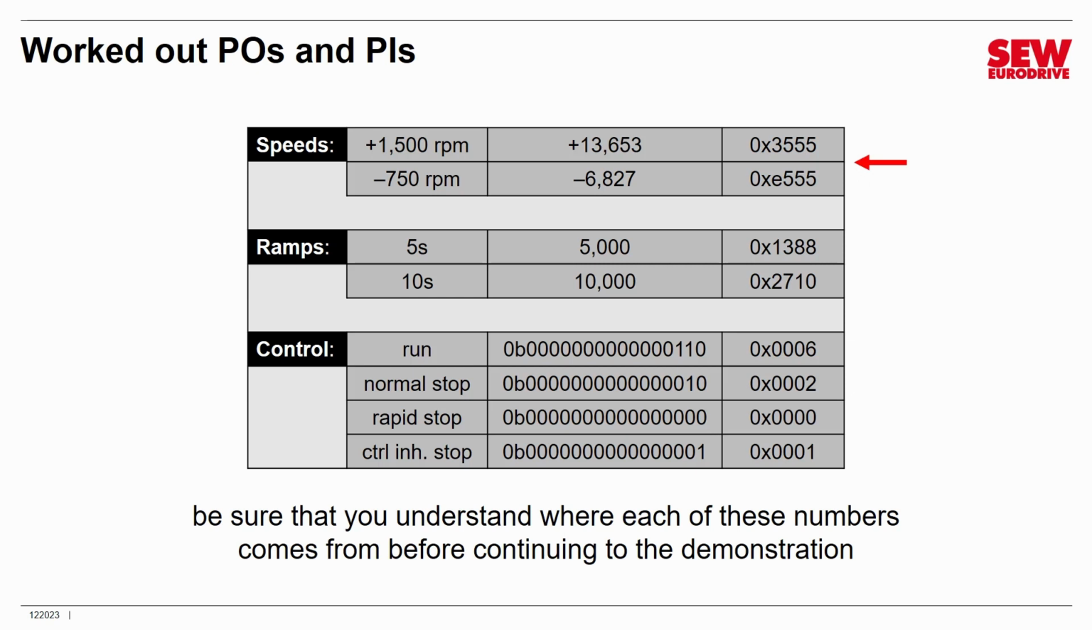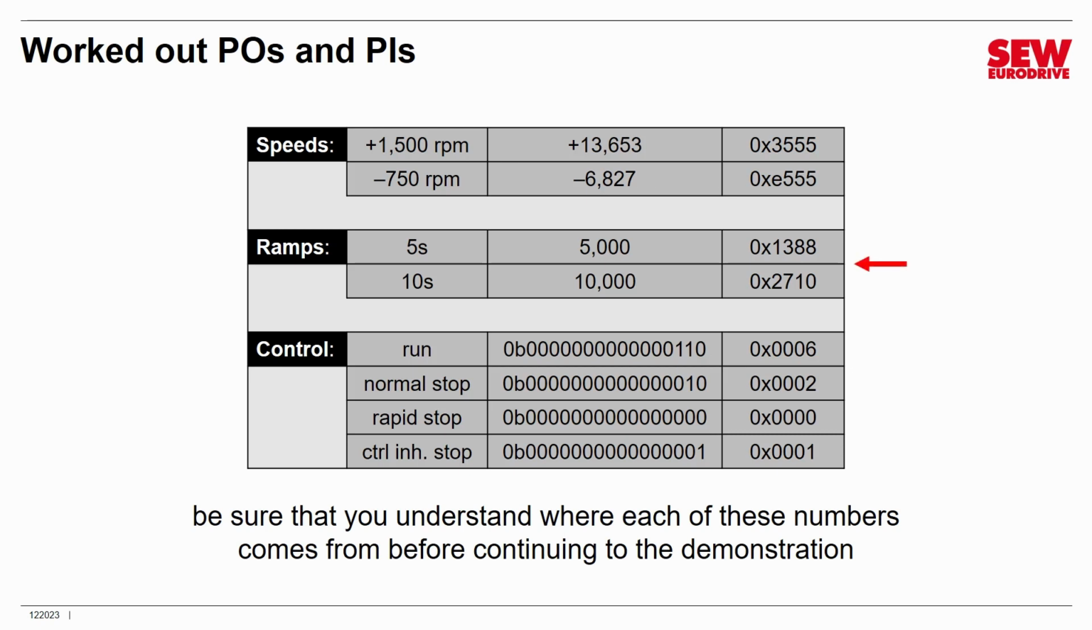These are our two speed values, 1500 RPM clockwise and 750 RPM counterclockwise. What I did is I divided these numbers by 1800 RPM, which is my motor's maximum speed. I multiplied it by 16,384 or minus 16,384. I got 13,653 and minus 6,827. I converted those to hexadecimal and I got 3555 and E555. So those are my two speed values.